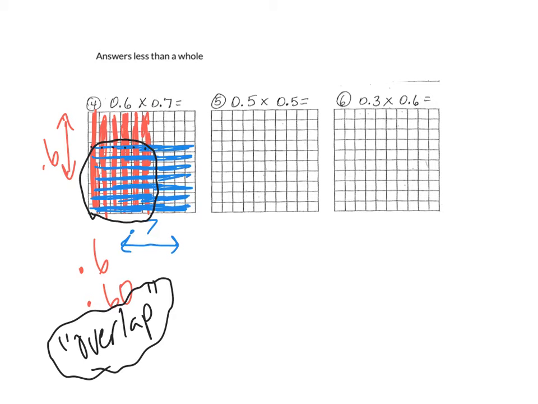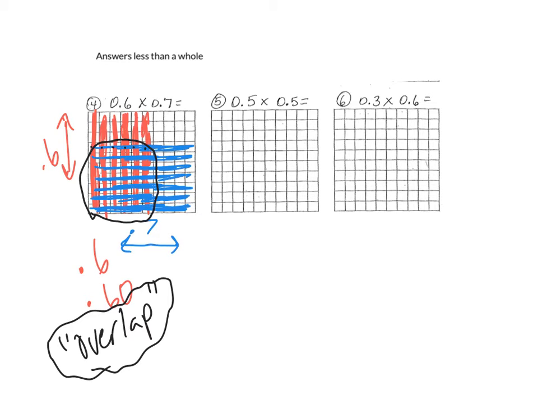A lot of kids would look at this and they might think, ooh, 6/10 times 7/10, that's going to give me an answer greater than a whole, when it's not the case. 6/10 times 7/10, you're actually going to take both of those things, and when they overlap each other, you're going to get an answer in the hundredths. And so this proves the math, basically.